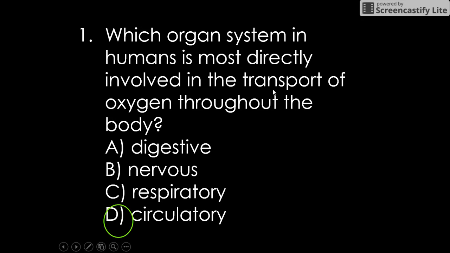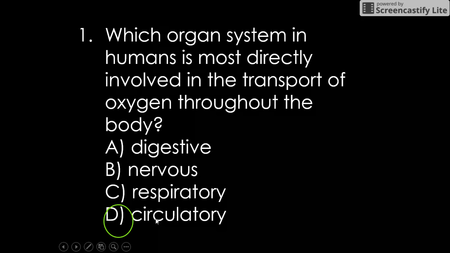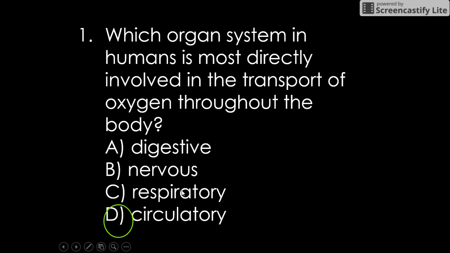Oh, wait a minute. Transport throughout the body. Just kidding, it is the circulatory system. Circulatory system is like the road that our body needs. So it is circulatory system. D is right. That's my bad.